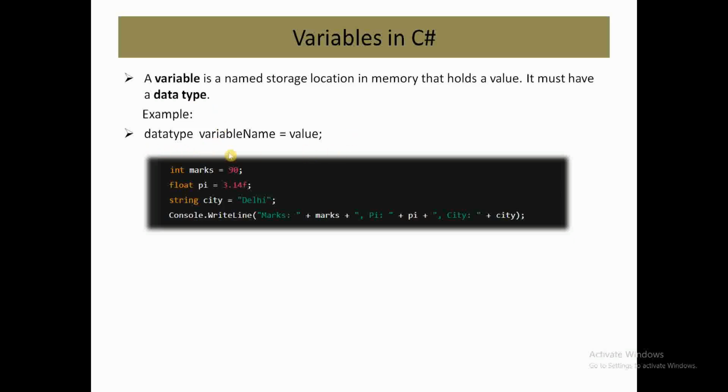This is the syntax of a variable: data type, variable name is equal to value. The data type, for example, is int, the variable name is marks, and 90 is the value. Marks is a variable name. A variable is where the actual value is stored along with the type. And here we have float pi is equal to 3.14f. This one is the keyword, this one is a variable name, and this is a value. Same as in string city is equal to Delhi, and we are displaying this.